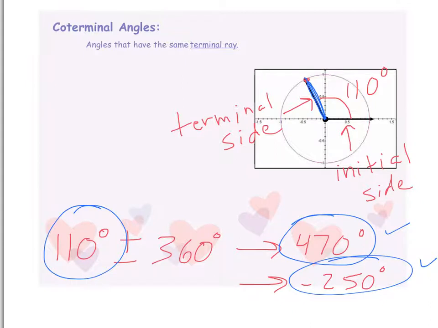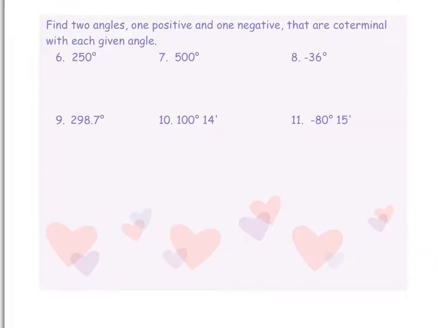So here's what we're doing in these examples. There's not a whole lot to these. Anytime you want to generate coterminals, take the angle that you have, add 360 to get one, subtract 360 to get another. We'd want those written as a single number to have a final answer.